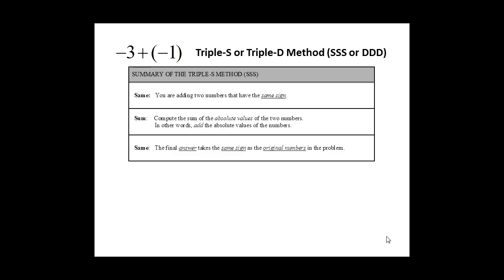We're going to add the numbers -3 plus -1 using the triple S or triple D method. Because the signs are the same, we will be using the triple S method. The triple S method says if the signs are the same, you're going to take the sum of the absolute values and keep the same sign. So to add -3 plus -1, we will add 3 plus 1 and get the number 4, and then we will keep the sign, which is negative. So negative 3 plus negative 1 is equal to negative 4.